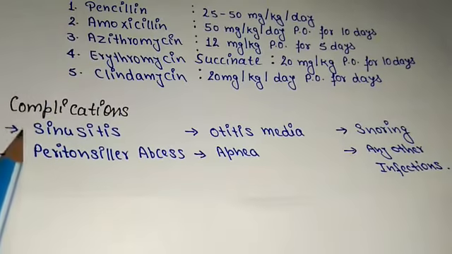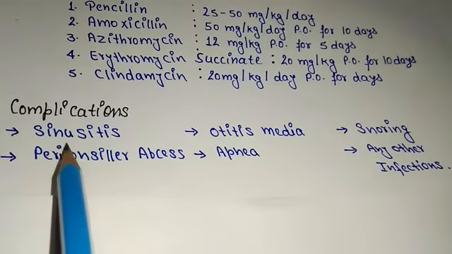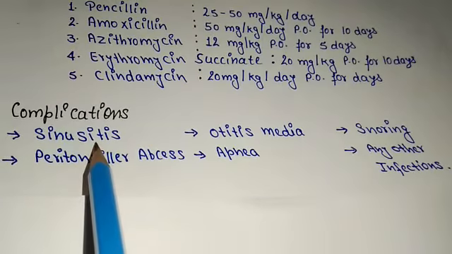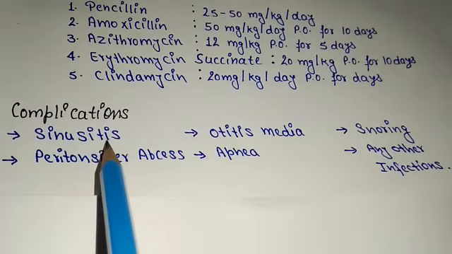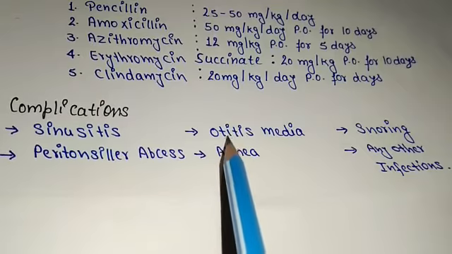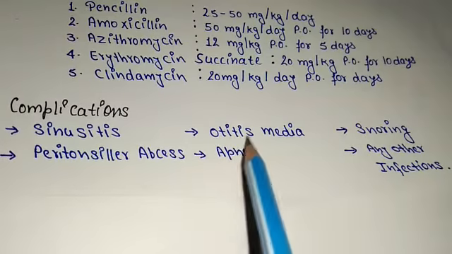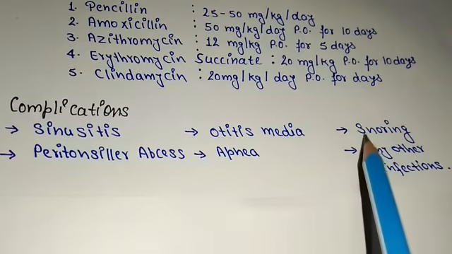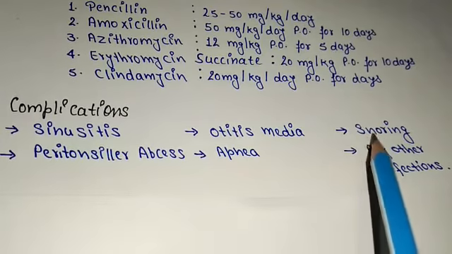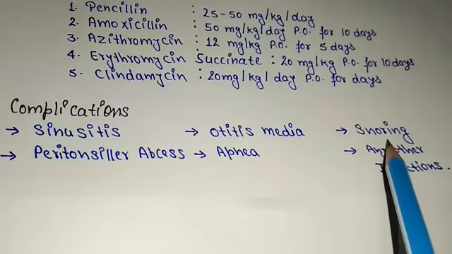Here, what are the complications of tonsillitis? First is sinusitis. This is inflammation of the sinus. And second is otitis media. It is an inflammation of the ear. And next is snoring. Snoring is like a sound produced during sleep.